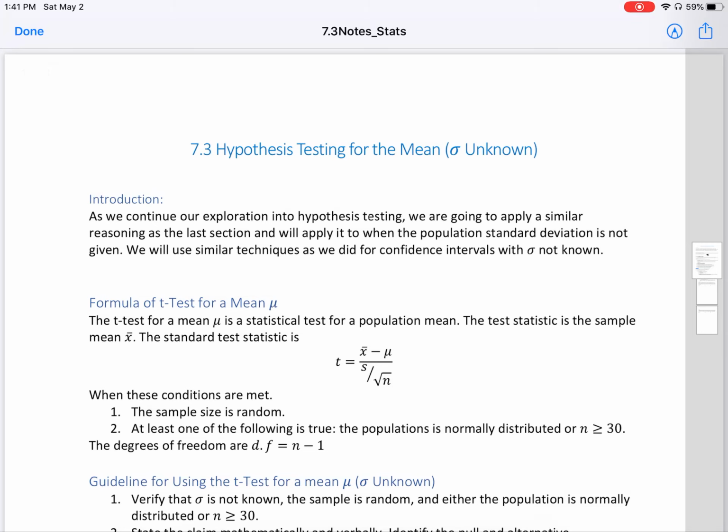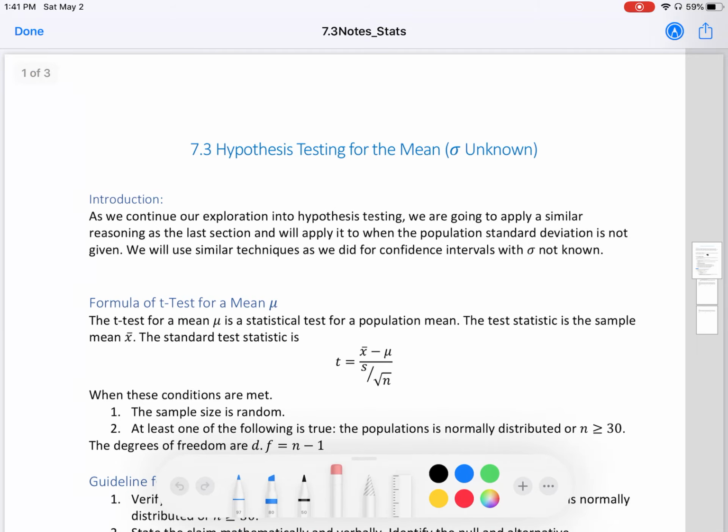Hi, today we'll be going over section 7.3, hypothesis testing for the mean with sigma unknown. Again, what we mean by sigma unknown, we're referring to our population standard deviation.